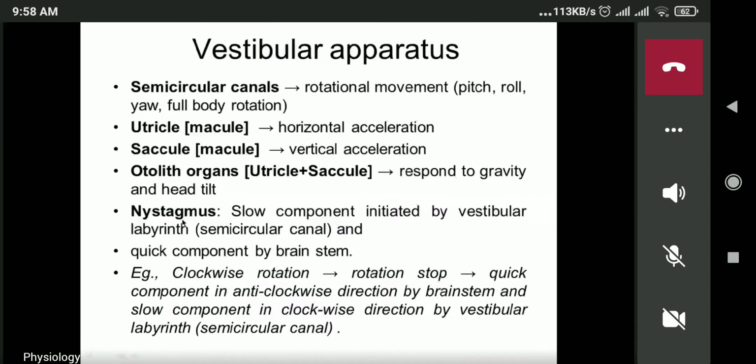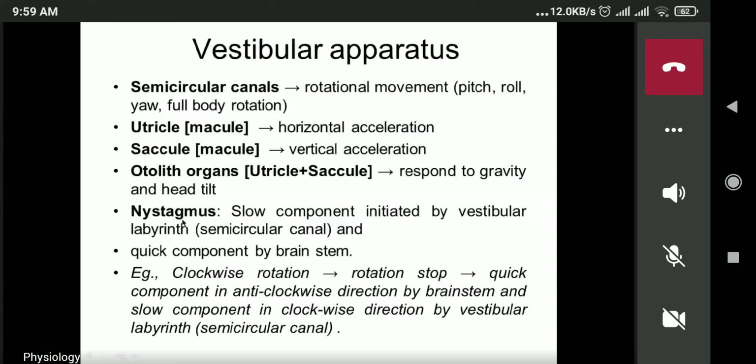And if you are asked what the direction of the nystagmus is, you have to think about the quick component, right? The quick component is by the brainstem, and the quick component is the direction of nystagmus. First the slow component, then the quick component, right? So when somebody is in a moving vehicle and looking outside, you will get nystagmus in normal persons.